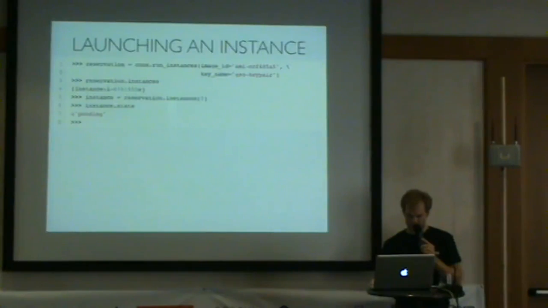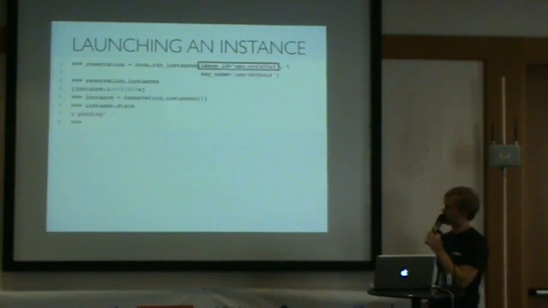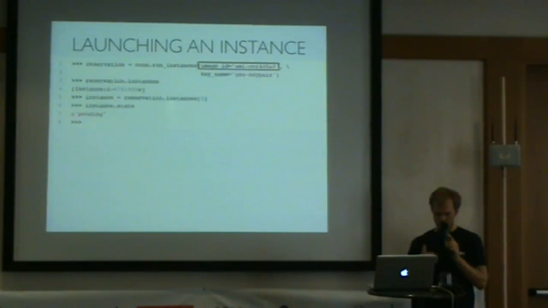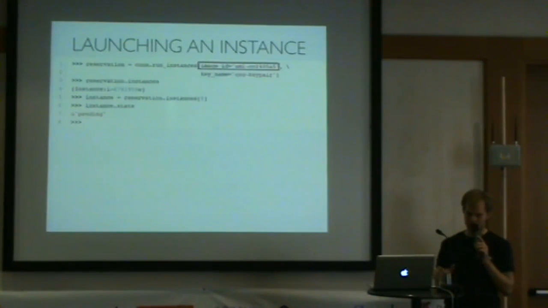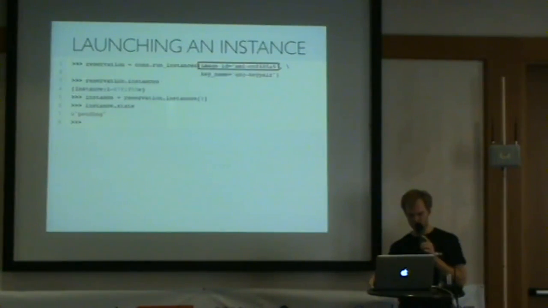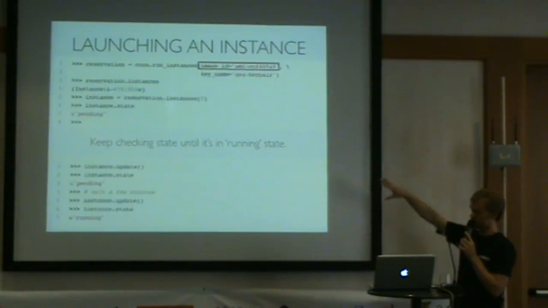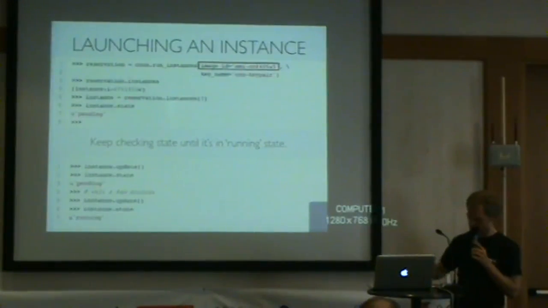So we take that AMI ID and pass it in as a parameter to the run_instances method. We also pass in the key name. Amazon requires key pair authentication. There's no root password or anything like that, so you have to pass in your key pair if you want to be able to SSH into the machine. Then you basically just keep polling until the state changes from pending to running. That tells you your machine is now online.